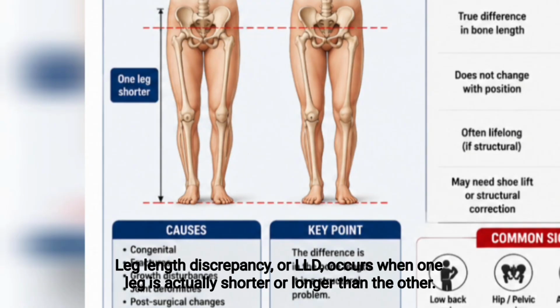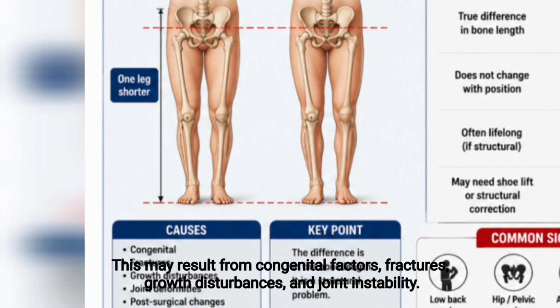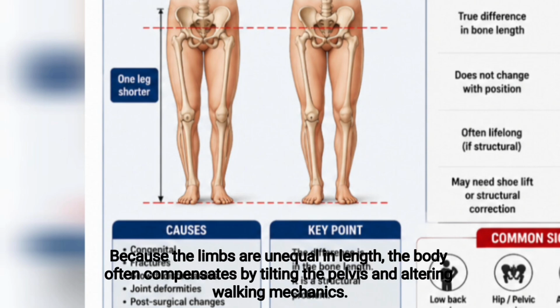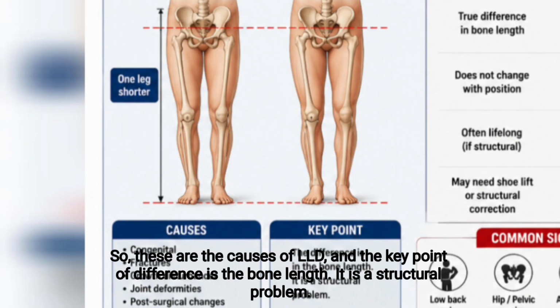Leg length discrepancy, or LLD, occurs when one leg is actually shorter or longer than the other. That may result from a congenital factor, fractures, growth disturbance, and joint instability. Because the limbs are unequal in length, the body often compensates by tilting the pelvis and altering walking mechanics. So these are the causes of LLD, and the key point of difference is the bone length. It is a structural problem.